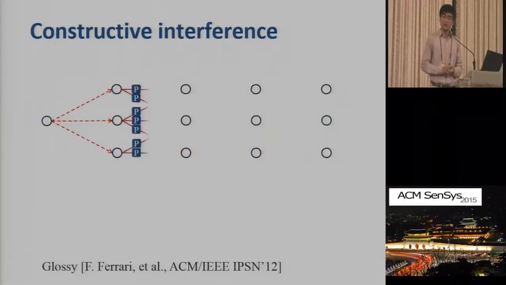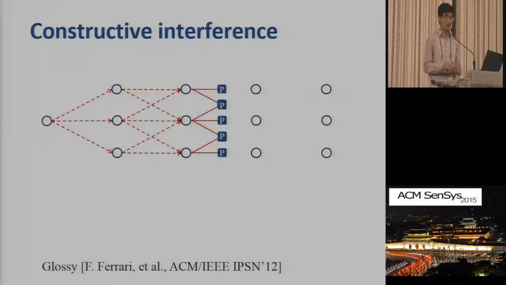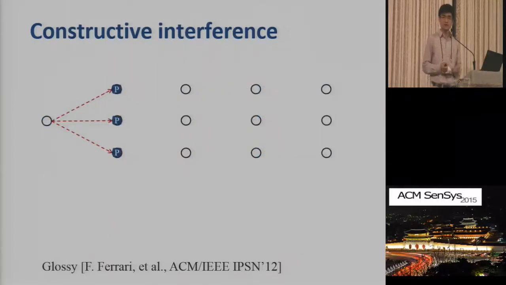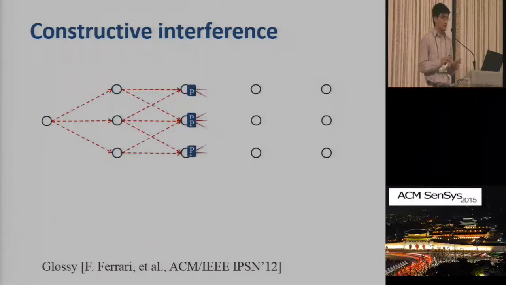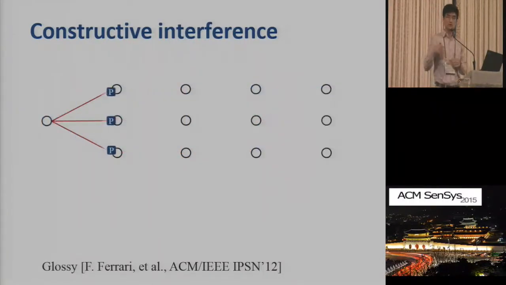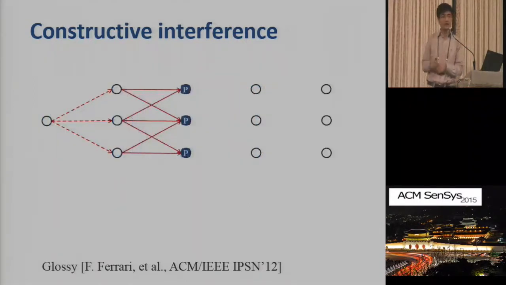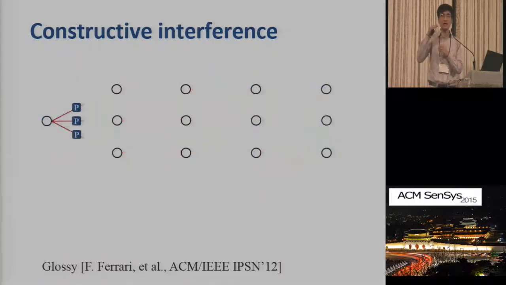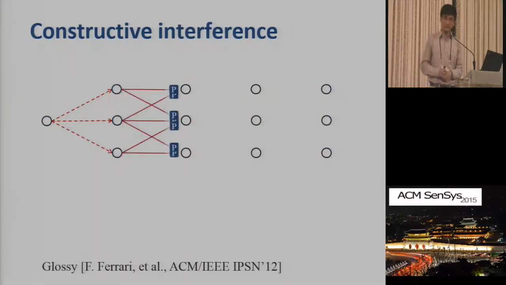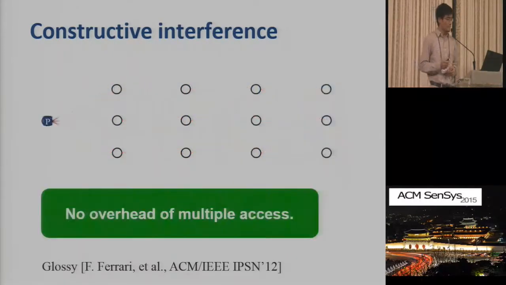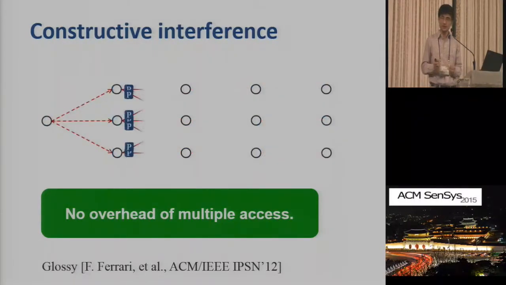With the great work Glossy, now we can deliver a packet across the network using constructive interference. Because the transmissions are triggered from one source, the transmissions of the multiple nodes at the same layer are highly synchronized. So when they transmit at the same time, the signals from multiple nodes interfere with each other constructively. By doing so, we can avoid the overhead of multiple access, such as CSMA or TDMA.